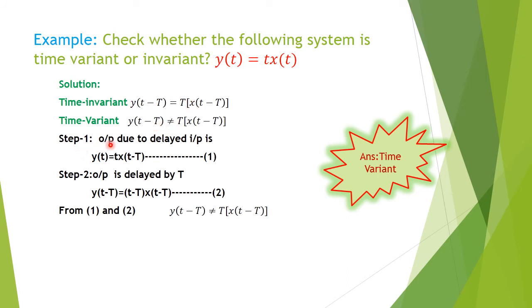First step, the output due to the delayed input. First we have to calculate the output due to the delayed input. The input is delayed, so you will get y of t equal to t into x of t minus capital T. Next, we have to delay the output by capital T. So y of t minus T is equal to t minus T into x of t minus T. Now we have to compare equations 1 and 2. It is not equal. So the answer is, it is a time variant system.